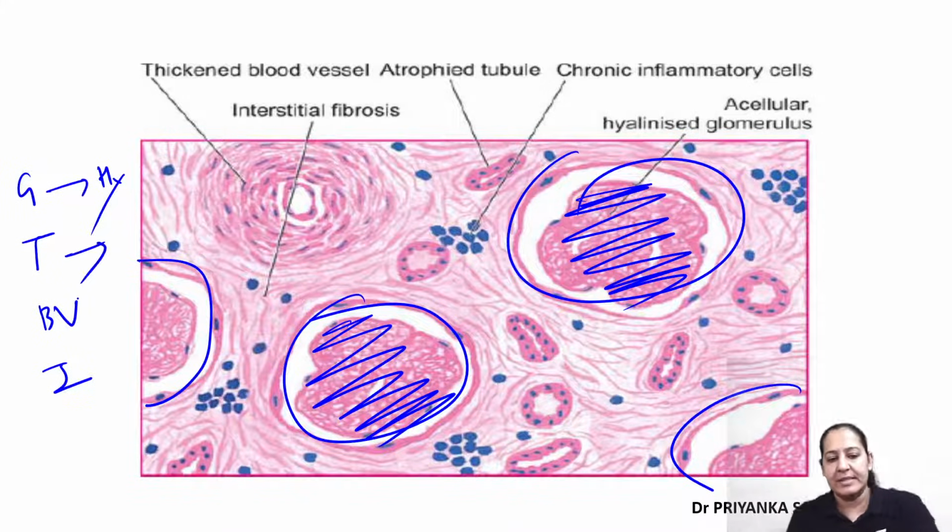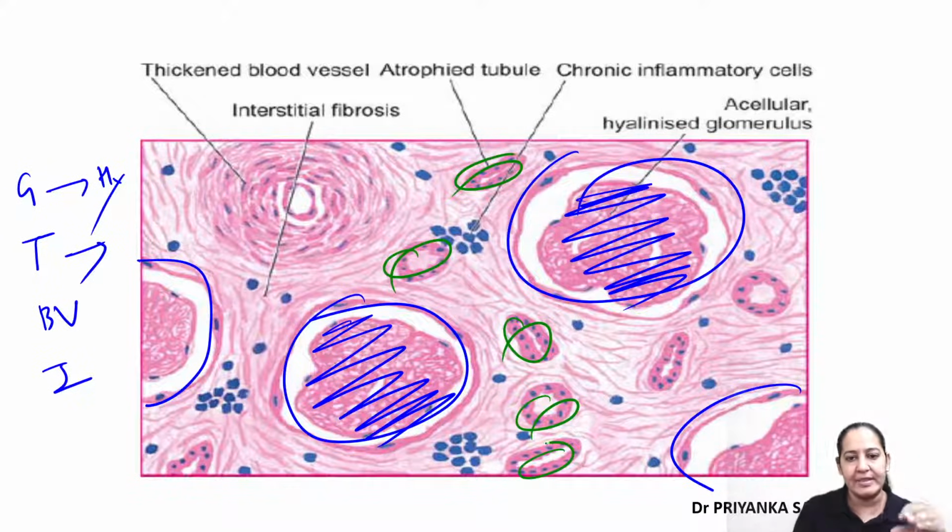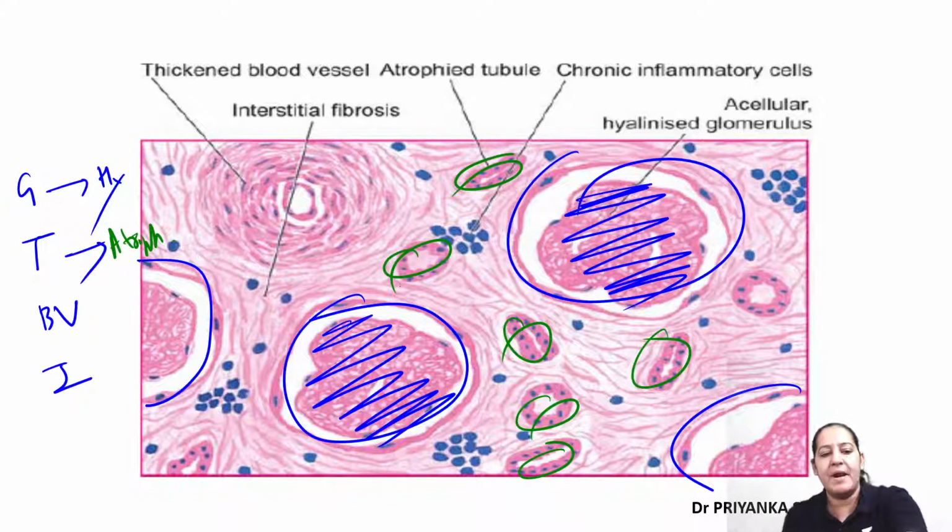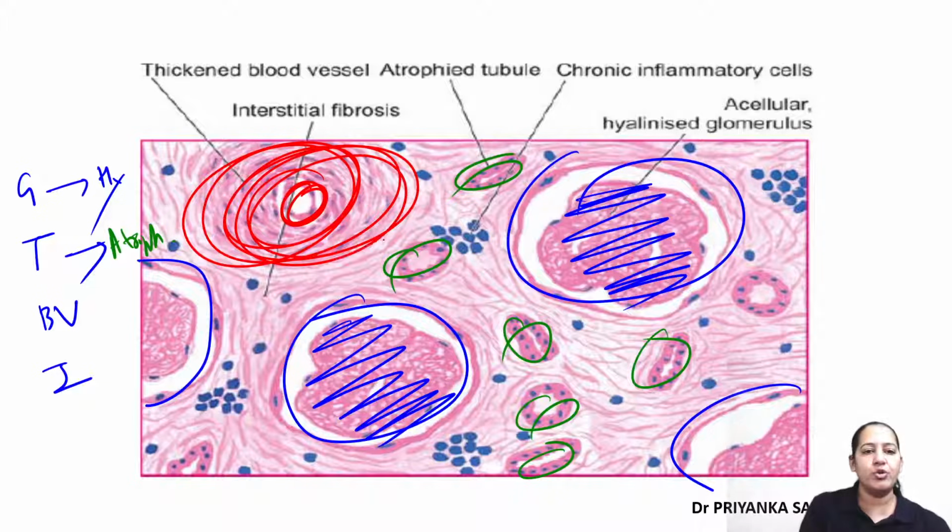See the tubules. Can you see the tubules? These are the tubules. All the tubules are small. They are atrophied. So all the tubules are atrophied. Right? See the blood vessel. I can see one blood vessel. So the blood vessel is showing thickening of the wall. That is, it is showing arteriosclerosis.